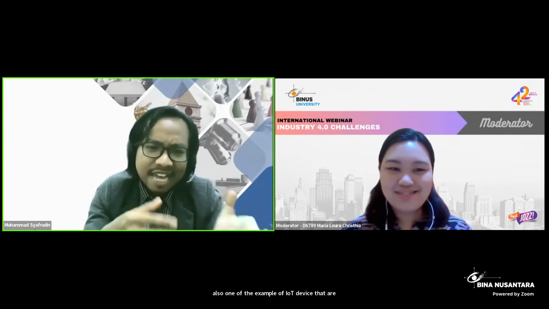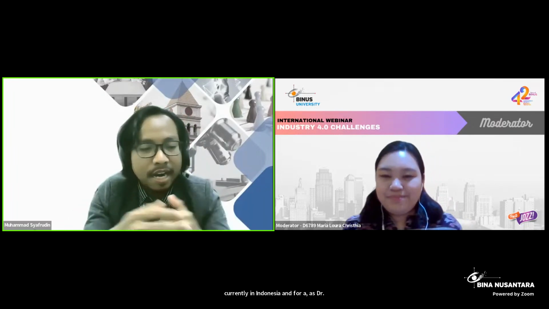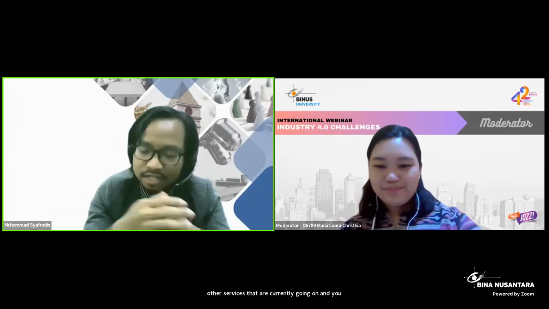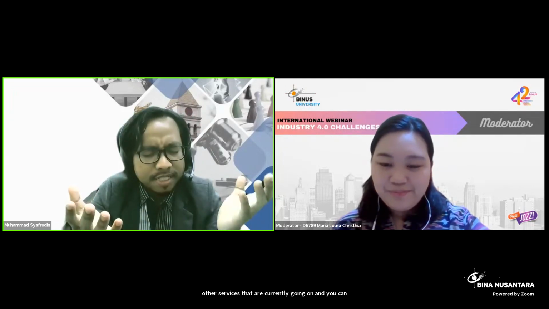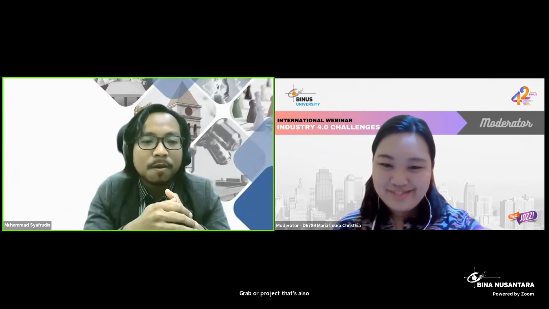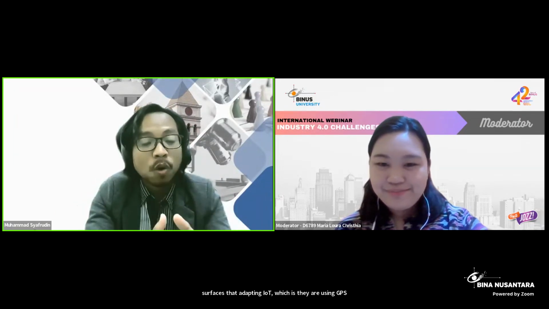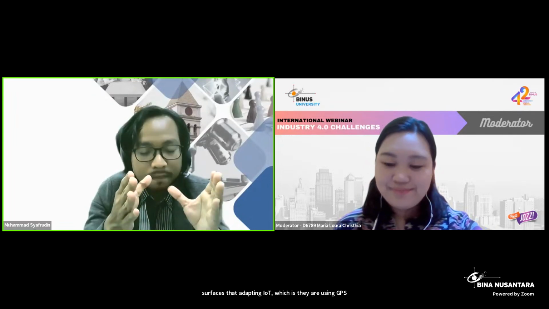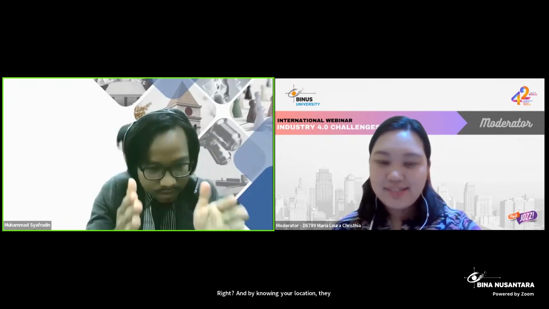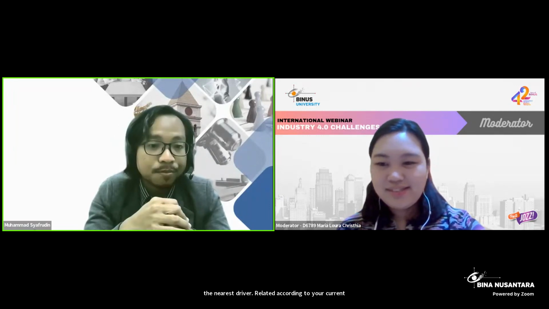And for cashless, as Dr. Tony said, you can use cashless services like Dana and other services that are currently going on. You can also use services such as Grab or Gojek. That's also an example of services adapting IoT, because they use GPS to know your location, and by knowing your location, they will suggest the nearest driver according to your current location. That's also one example of IoT services.